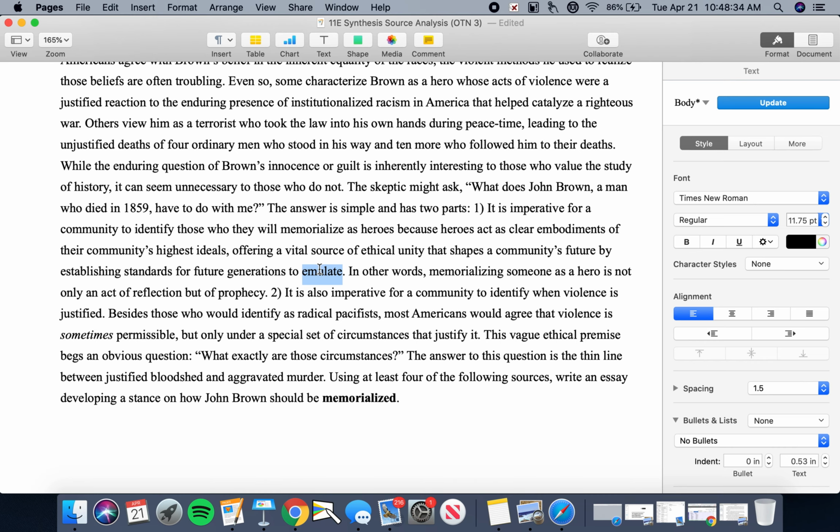Right? So that's a very simple line of reasoning. So where does your evidence from your sources come in? Well, it comes in as you are supporting your presentation of John Brown. First, you need to establish some criteria that you're going to hold John Brown up next to. Then you're going to, using the sources, portray or paint a portrait of John Brown, all right?